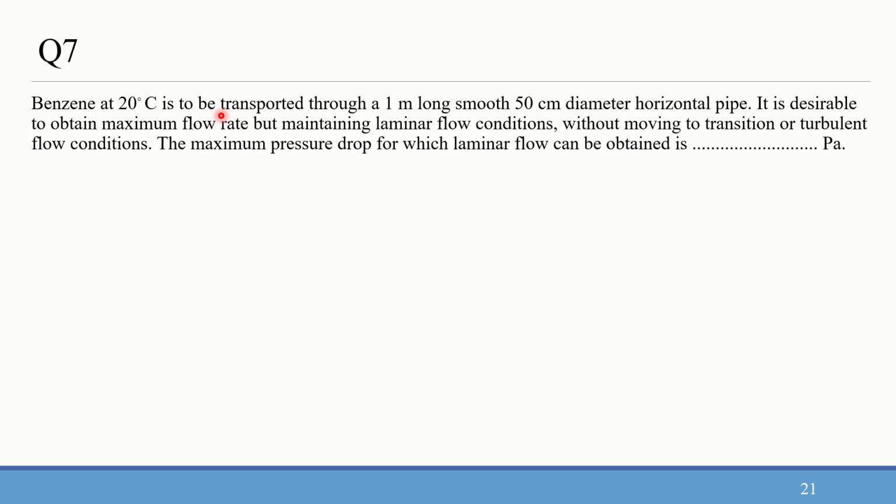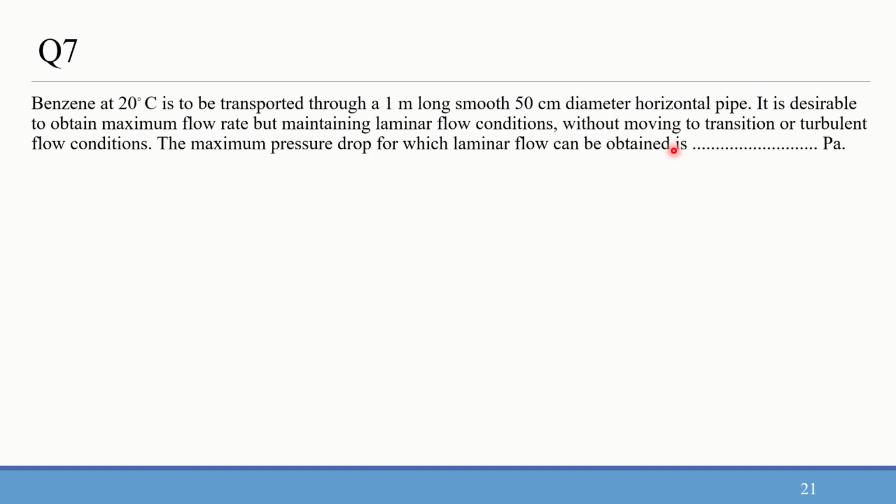Benzene at 20 degrees Celsius is to be transported through a 1 meter long smooth 50 centimeter diameter horizontal pipe. It is desirable to obtain maximum flow rate but maintaining laminar flow conditions without moving to transition or turbulent flow conditions. The maximum pressure drop for which laminar flow can be obtained is dash Pascal. This is similar to the problem which we saw around the 5th one, I guess.